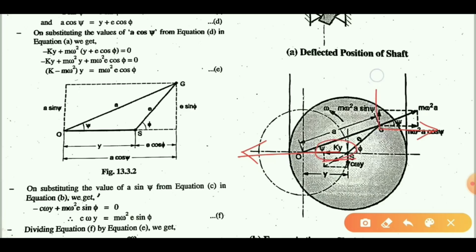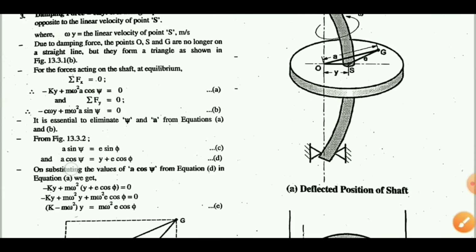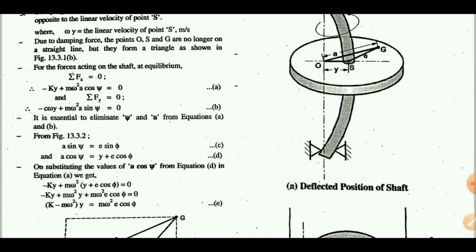In the same way for vertical forces, this will be in the upward direction, and c omega y, which is our damping force, acts in the opposite direction. So this will be considered as negative. So that we can see in these equations, number A and B.